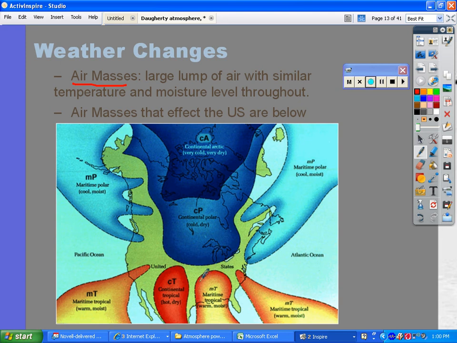Then from the south, we can get hit with continental tropical, which again would come from land and it would be hot and dry. Or we can get maritime tropical, so that would be hot, warm, and moist coming from the water.